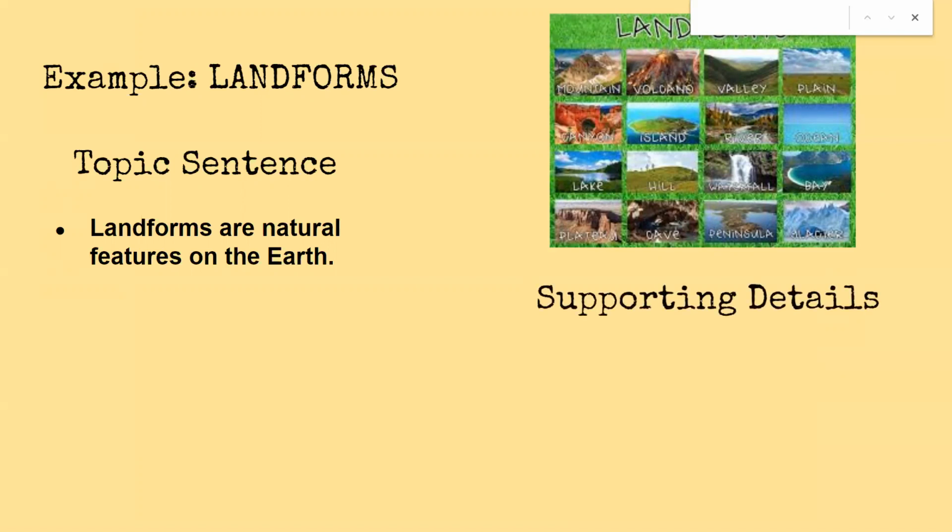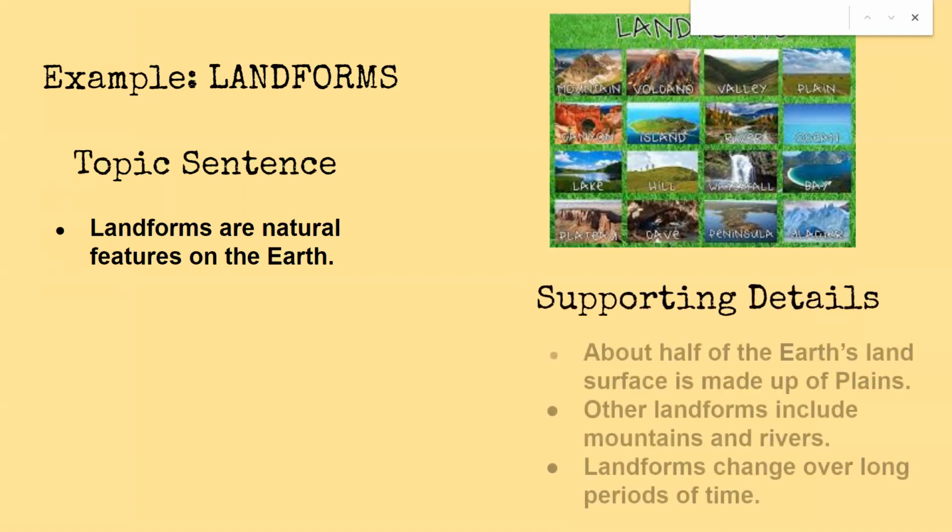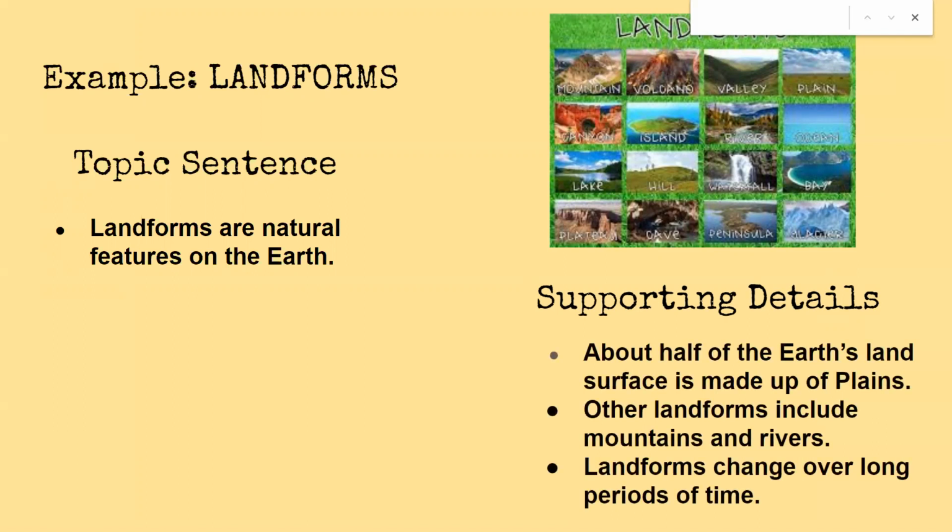Supporting details might include about half of the Earth's land surface is made up of plains. Other landforms include mountains and rivers. Landforms change over long periods of time. If you look up here in this corner, it gives you a picture of landforms. So if you're more interested in reading more about that, you could Google one of these landforms.